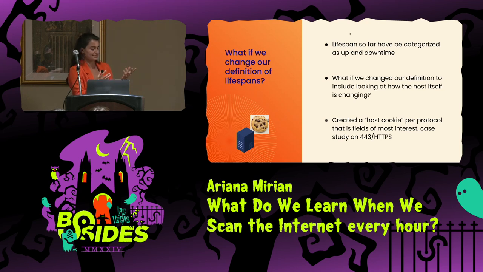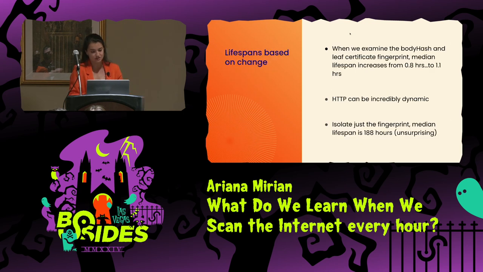And so instead, let's look at how the host itself is changing over time. I came up with this idea of a host cookie per protocol. So this is the fields that are of most interest for that port and protocol. For this last remaining couple slides, I'll do a case study on 443 HTTPS. The two fields of interest were the SHA-256 of the body hash and the fingerprint of the certificate. We combine those together to make the host cookie, and we're like, surely the lifespans of 443 HTTPS must increase, because why would these things be changing so drastically?